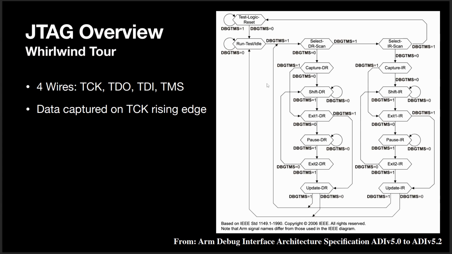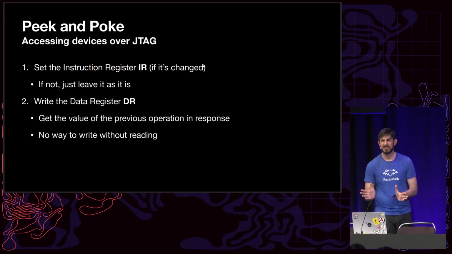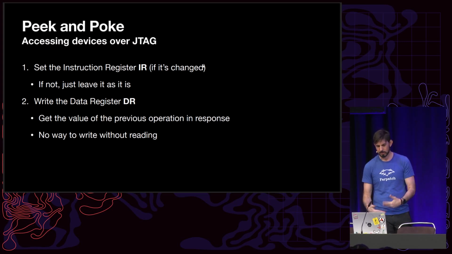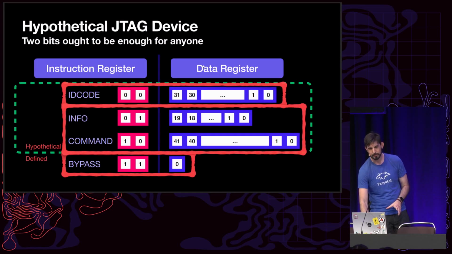So basically, our peek and poke becomes setting the instruction register if it's changed. If it hasn't changed, there's nothing we actually do, just leave it as it is. Then you write the data register, you go into this captured DR state, write the value in, and get the response back. One of the interesting things to note here is that it's impossible to write without reading, and you can't read without writing. So this actually has some interesting implications when it comes to the protocol, and we'll discover how some protocols handle that.